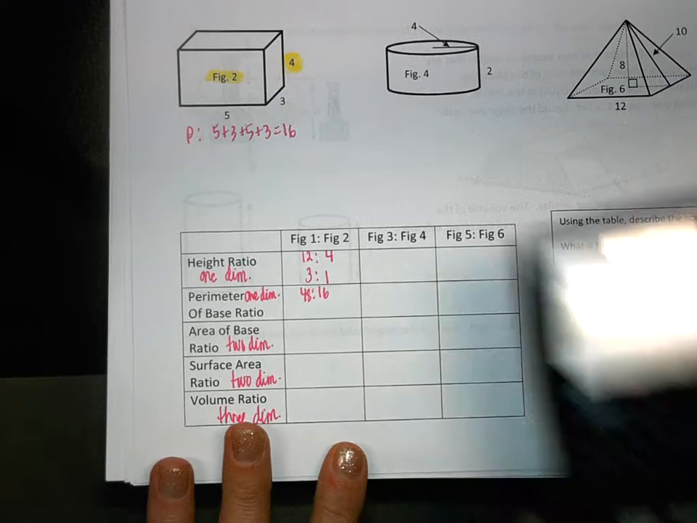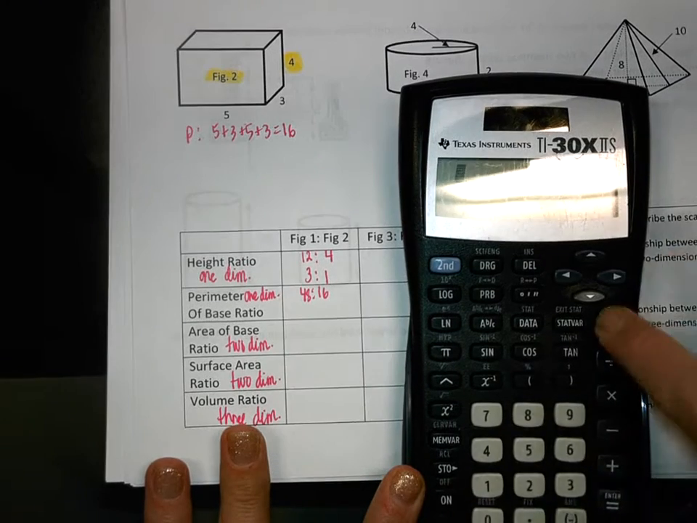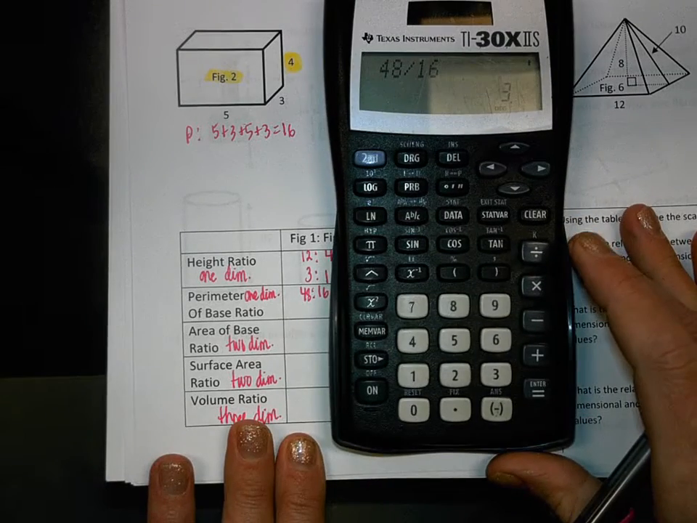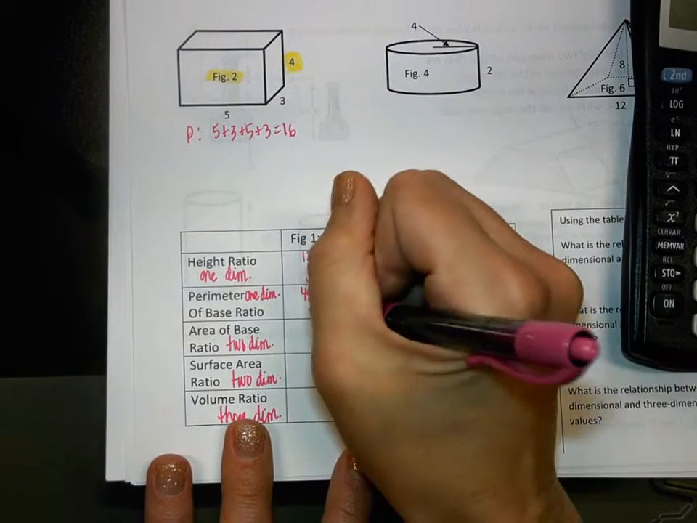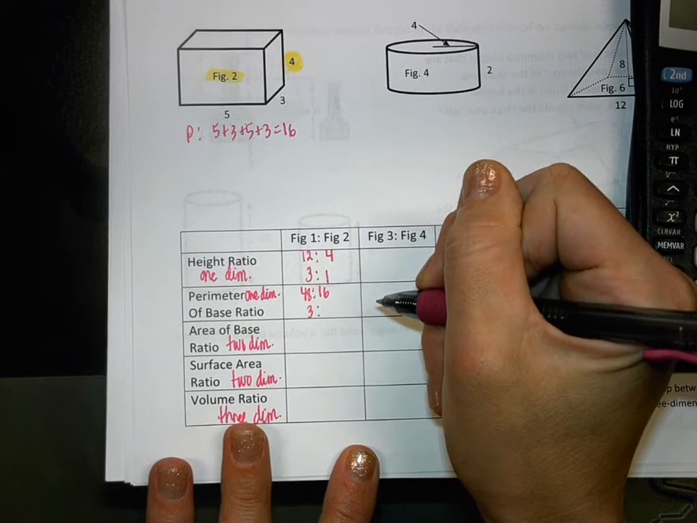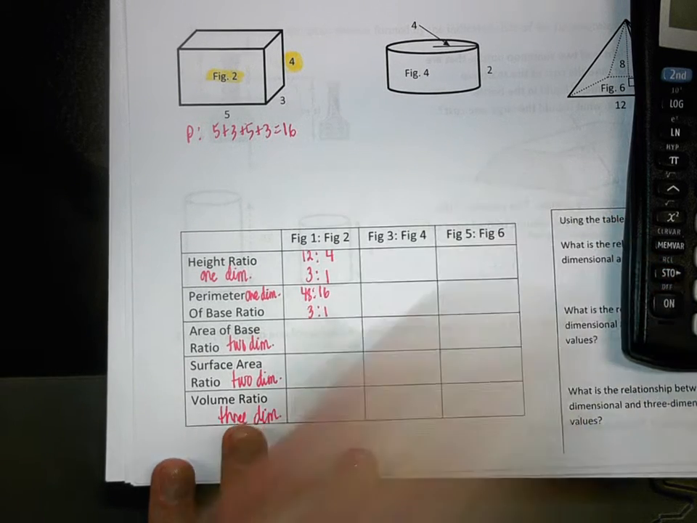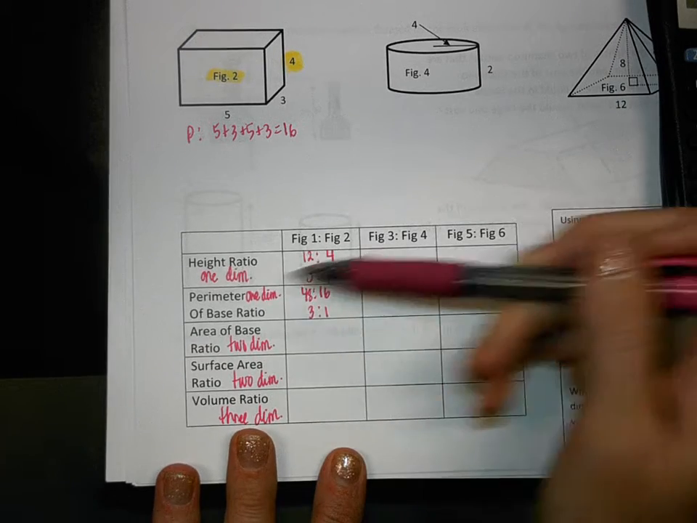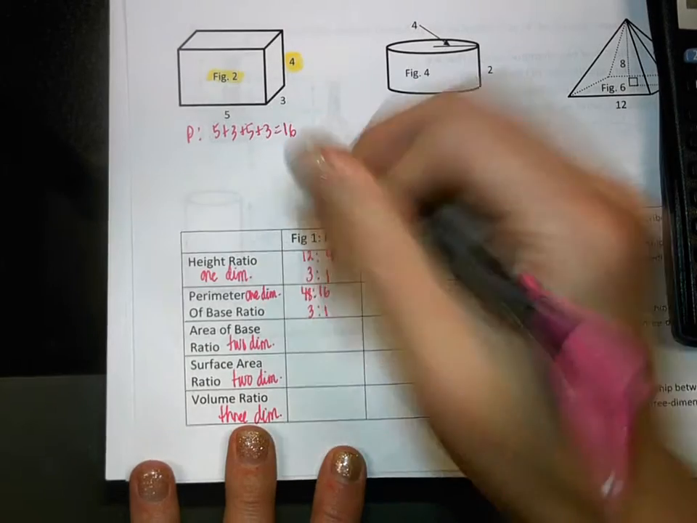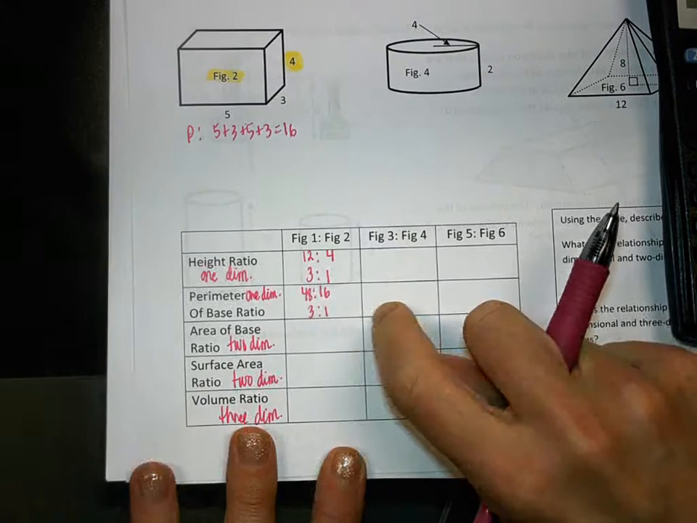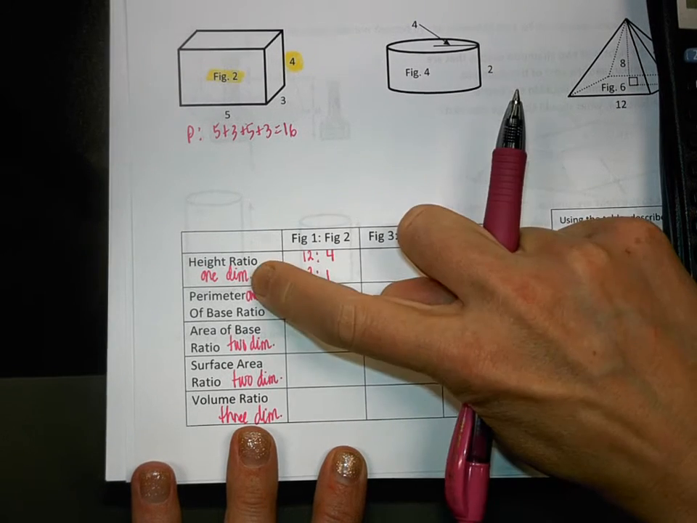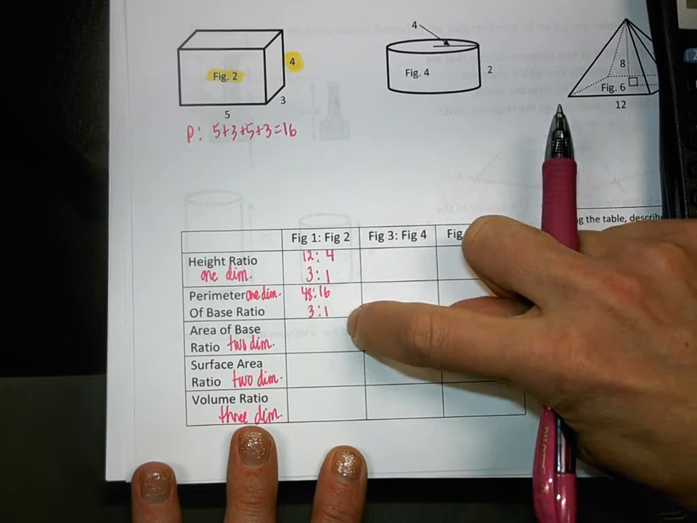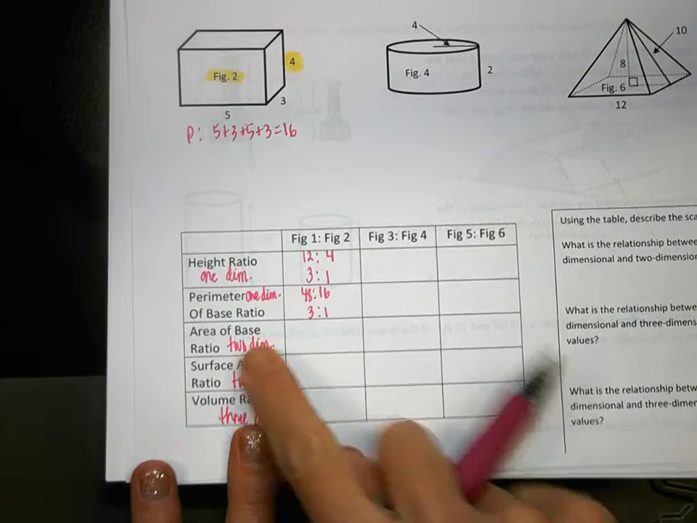Let's get our calculators out. 48 divided by 16 is 3, and 16 divided by 16 is 1. I want you to watch this and see what happens if we notice patterns. Do you notice something between the height and the perimeter? The ratios are the same. They are both one dimension, and they both end up having a ratio of 3 to 1.